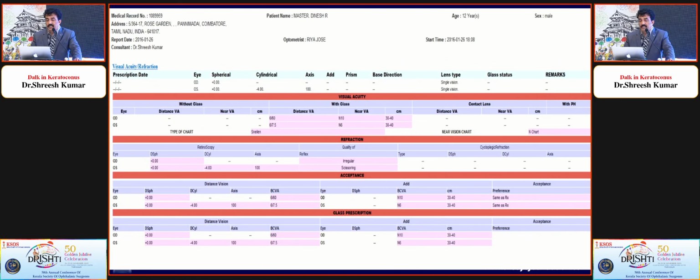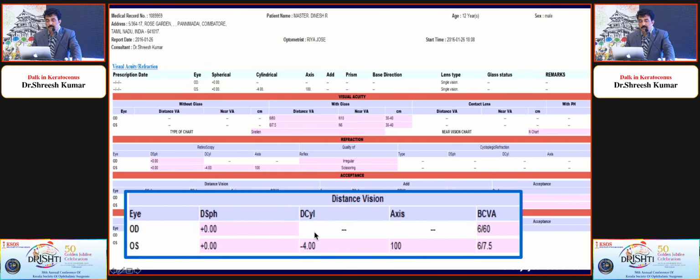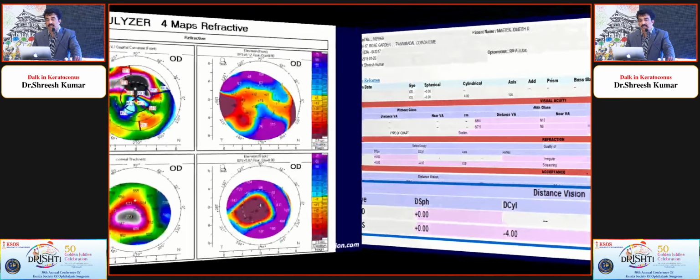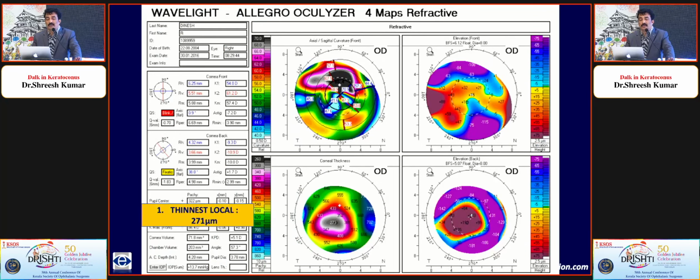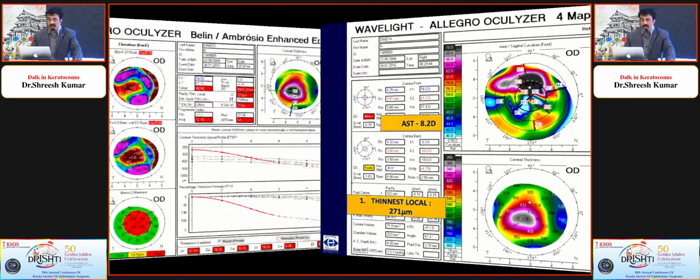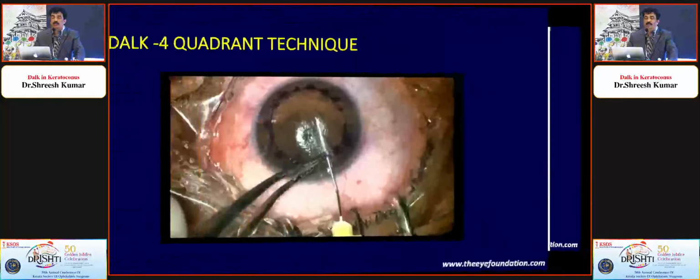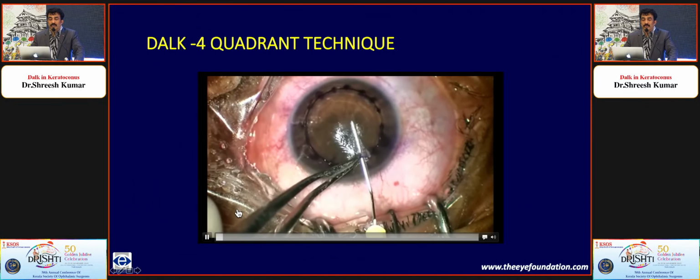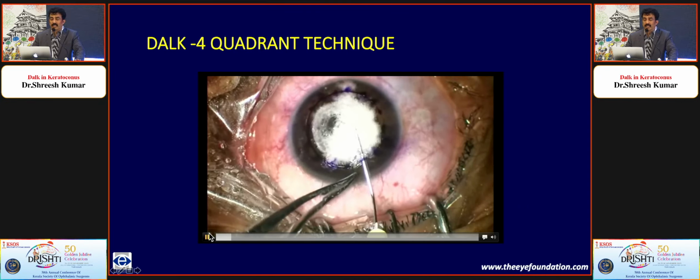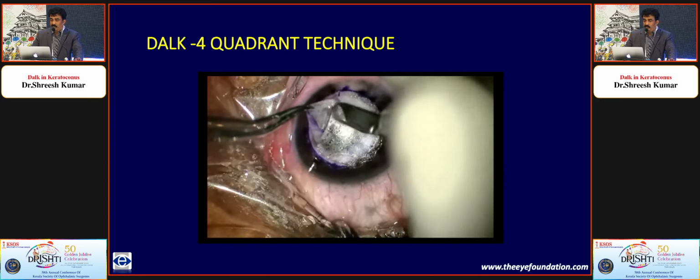So, a few case examples. This is a young boy, 12 years old, with a visual acuity of only 6/60, not improving with glasses, and this is the topographic picture. 271 is the thickness, and there is high astigmatism. The patient is not improving beyond 6/60 with the best of correction. And I usually do a big bubble DALK if there is no scar.